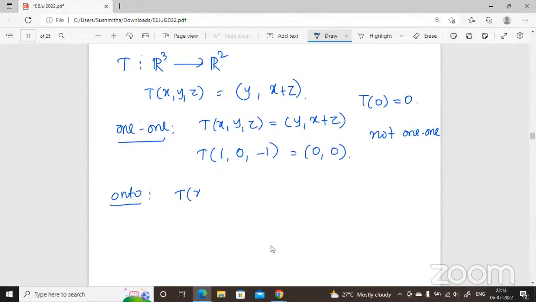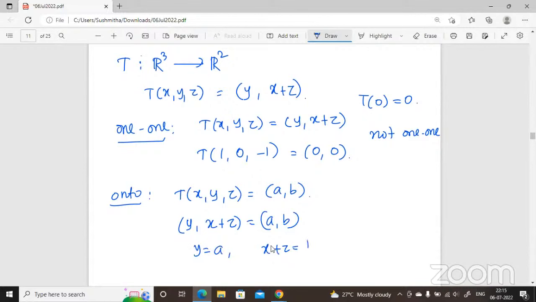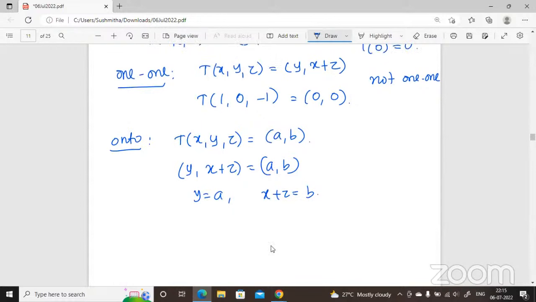I want P of x, y, z to be equal to (a, b). So (y, x plus z) is equal to (a, b). So y is equal to a, and x plus z is equal to b. This I can always solve, right? For any b, choose something. You can even choose x equal to 0 and z equal to b. So (a, b) will always have a pre-image like this.